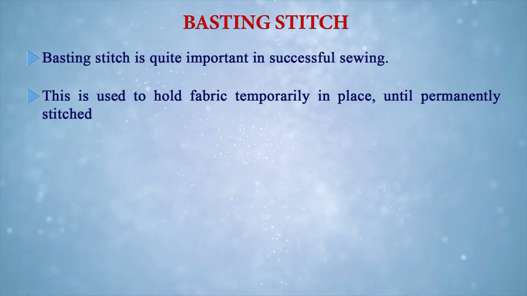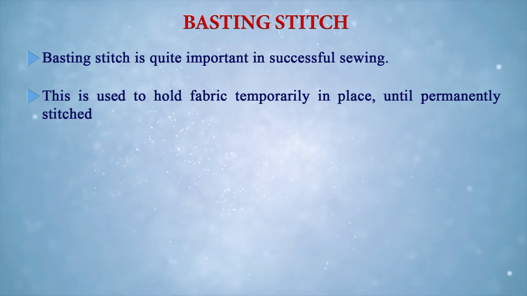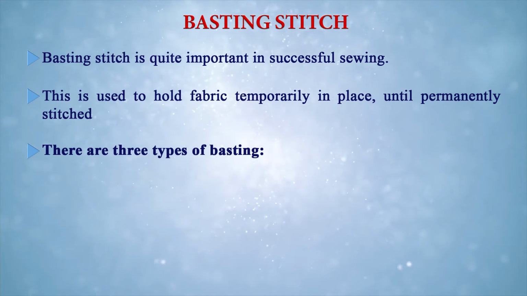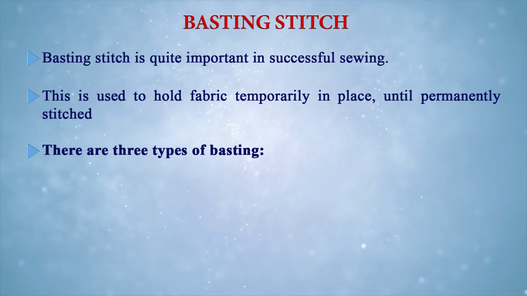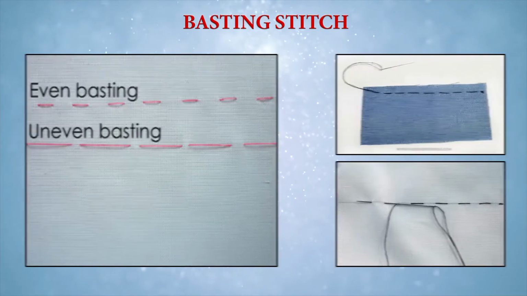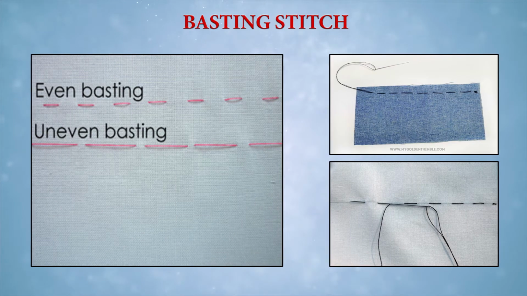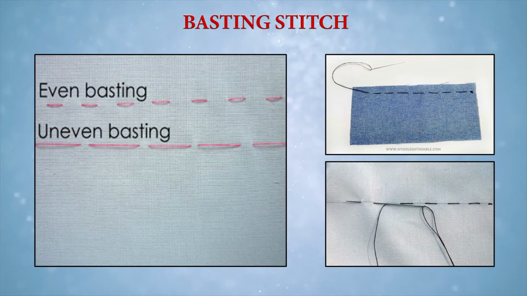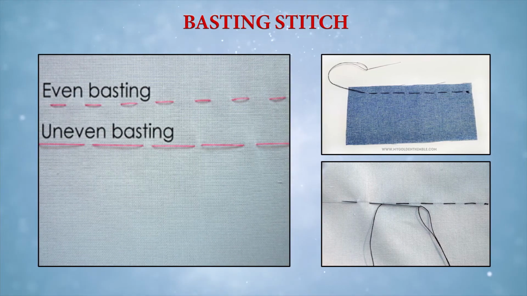So this is used to hold the fabric temporarily. It is the temporary stitch in place until the permanent stitch is done. So we can say there are three types of basting stitch we generally have: the even basting, uneven basting and zigzag basting. So first in the picture you can see even, it is said that the stitches we have done on the fabric are very even, and uneven is like we can have small stitches or the long length of the stitch may vary.